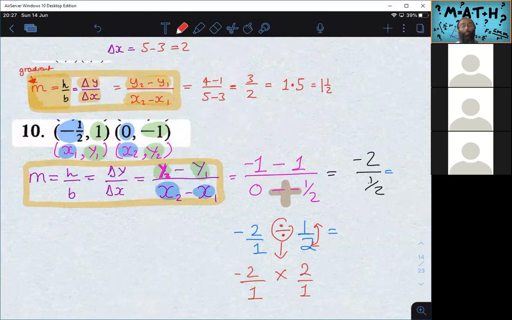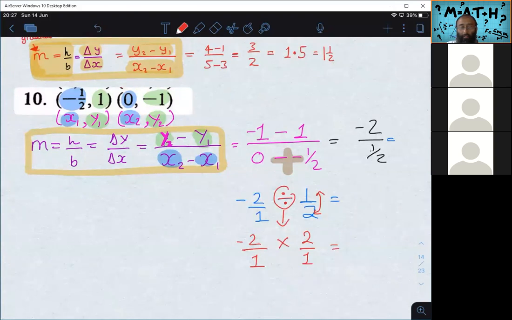Okay, the first fraction stays the same. The second fraction turns upside down. You flip it like a burger at McDonald's. The divide becomes the times, and we end up with this situation here. Okay, right. Abdullah, finish it up for me, please.